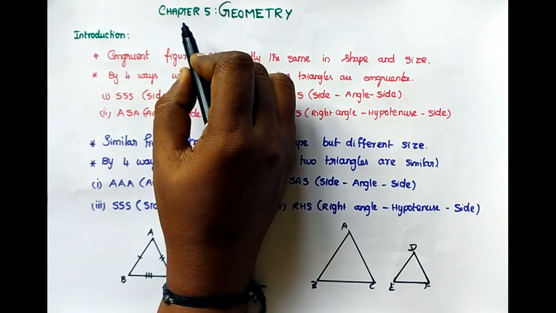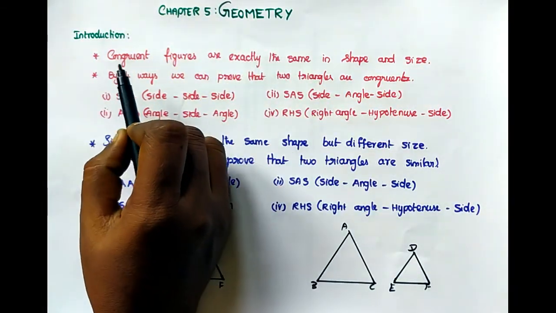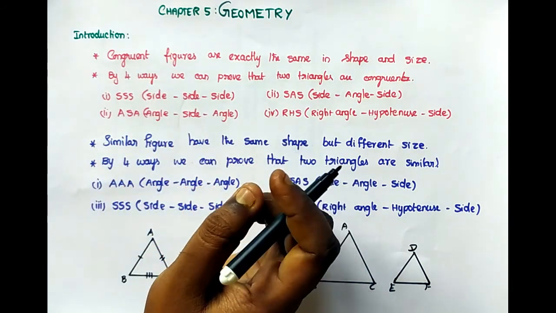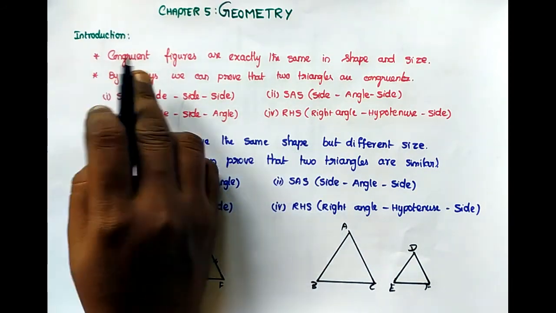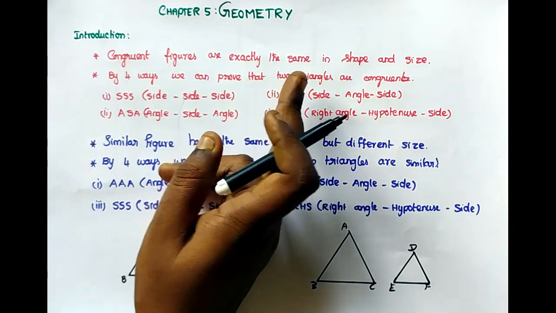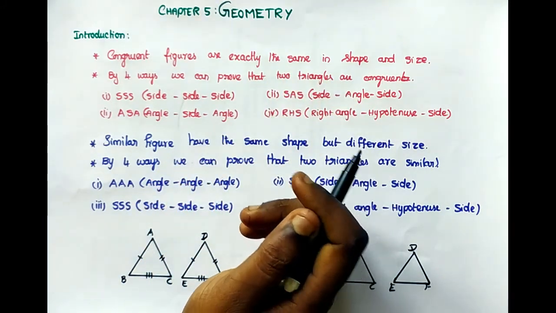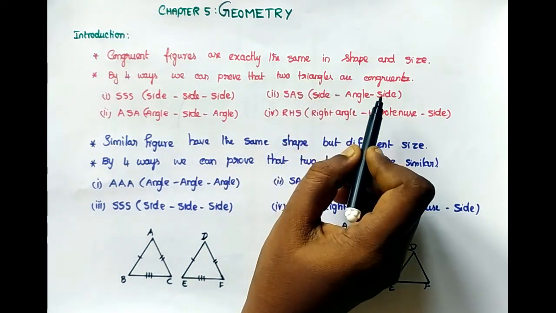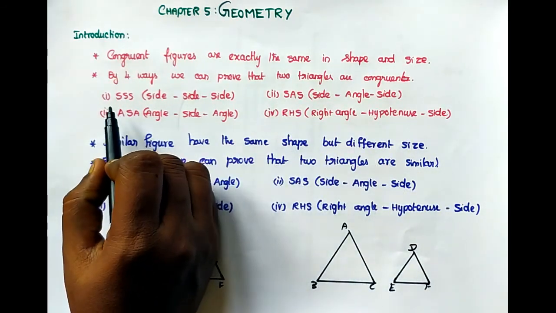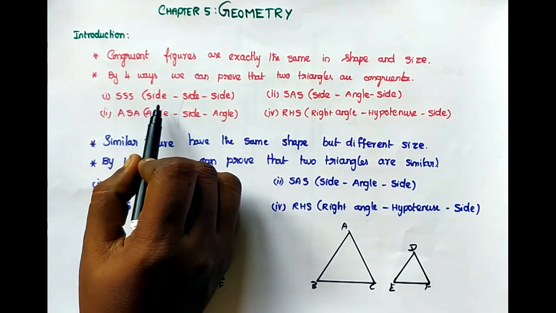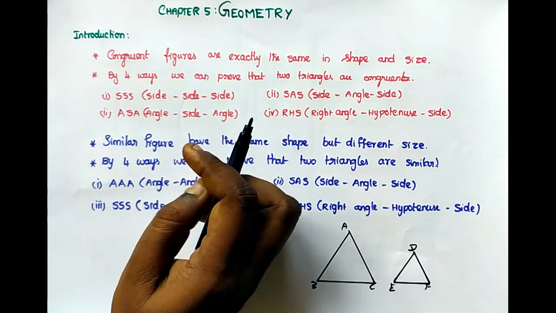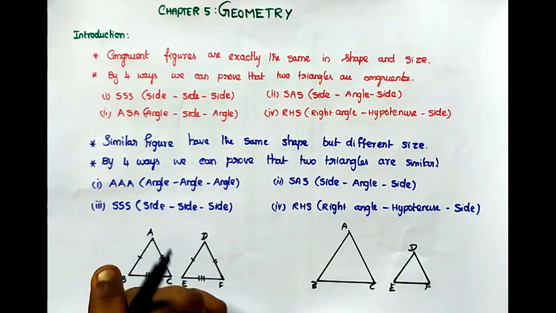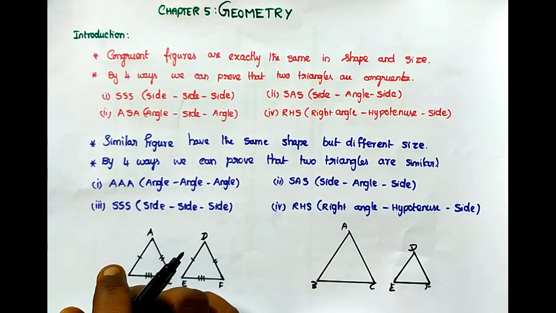Look at this chapter 5, geometry. Here we discuss congruence and similarity. Congruent figures are exactly the same in shape and size. By 4 ways we can prove that two triangles are congruent. First one is SSS, that is side, side, side. 3 sides are equal in two triangles. That means it is congruent.